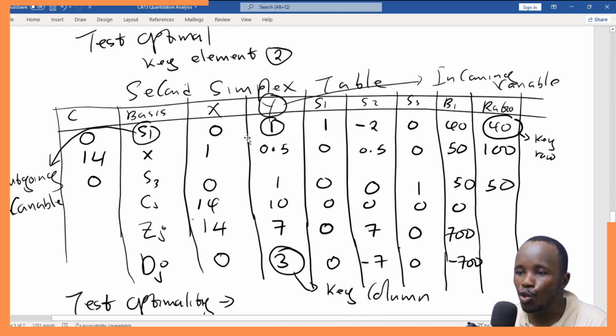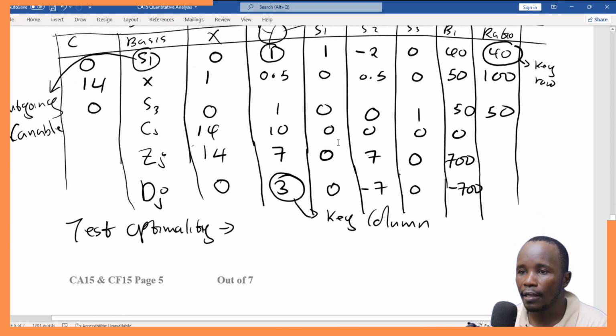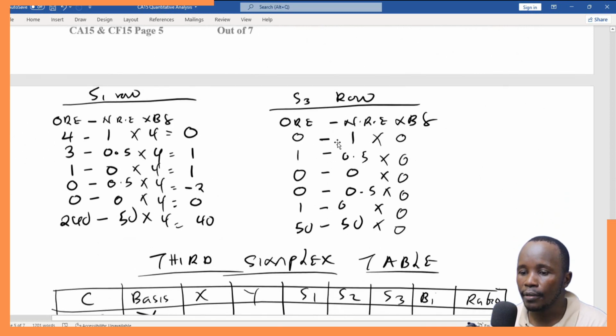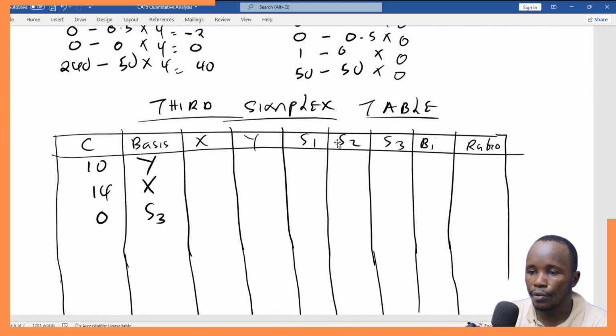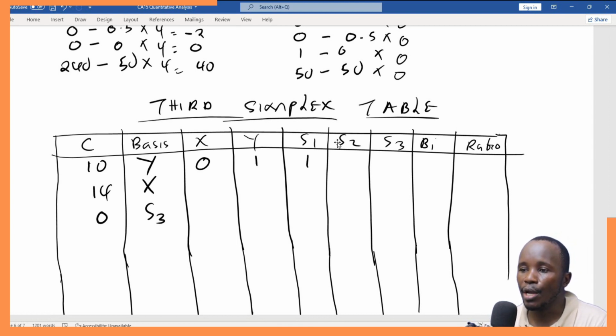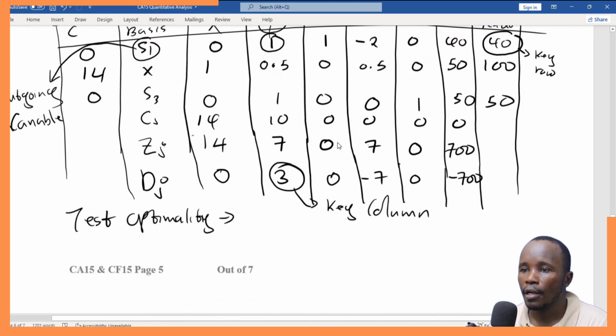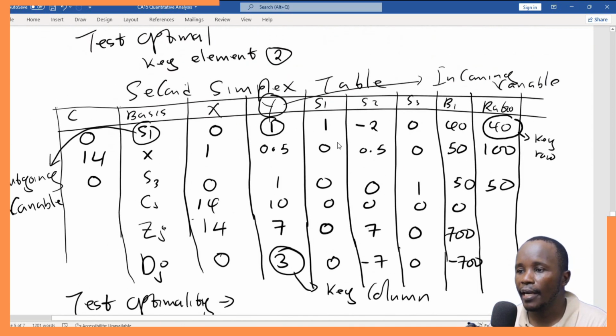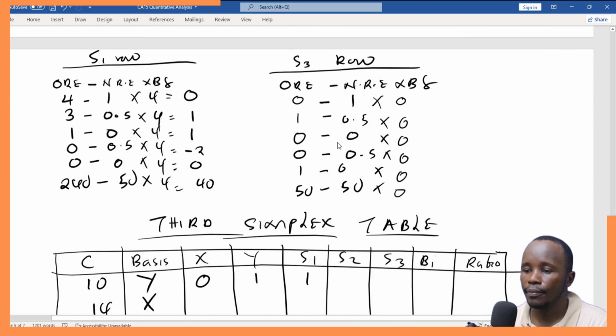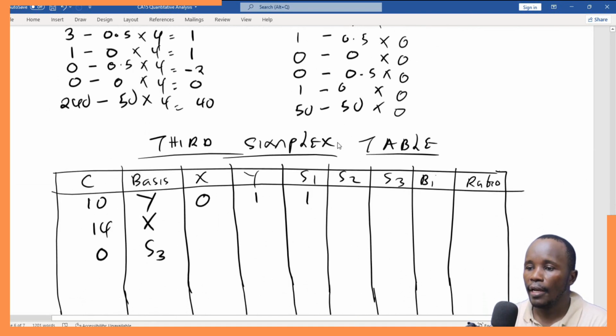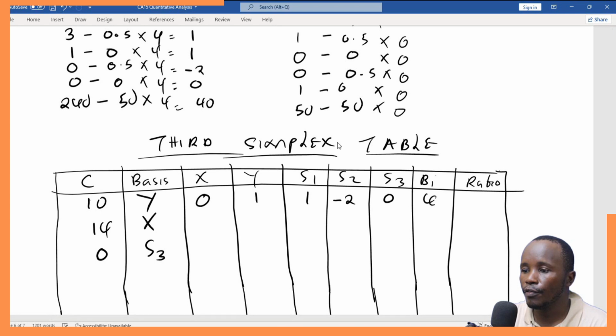So we divide this row with the key element. Unfortunately, the key element is 1. It means all the values remain as they are. So this is 0, 1, 1. This is 0, 0, 1, 1. They remain as they are because the key element is 1. Then 0, 1, 1, negative 2, 0, 40.